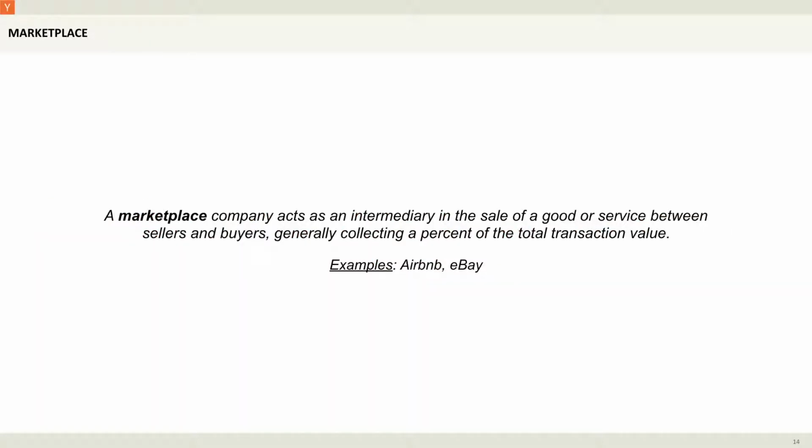Next is marketplace. Again, this is more similar. It looks like transaction, but it's different. It's typically used by consumer companies. So Airbnb and eBay are all good examples of marketplace.